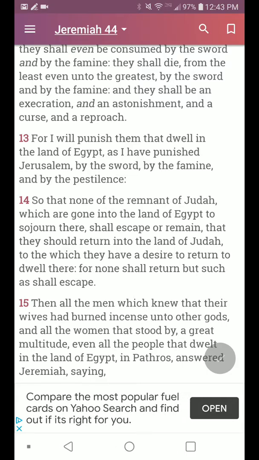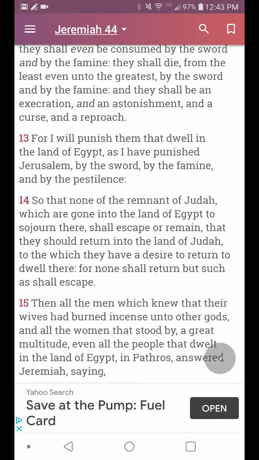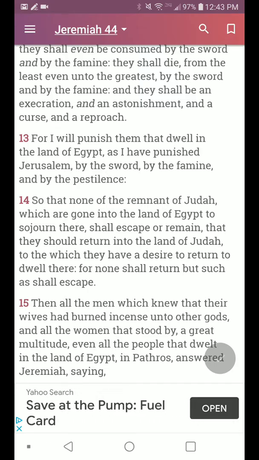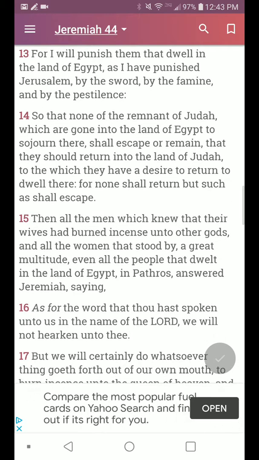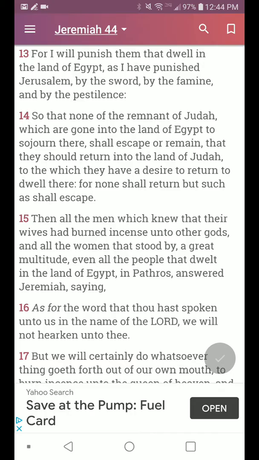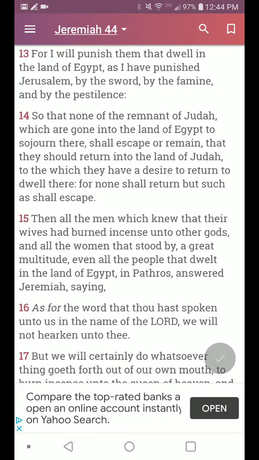So it says, so that none of the remnant of Judah, which are gone into the land of Egypt to sojourn there, shall escape or remain, that they should return into the land of Judah, to the which they have a desire to return to dwell there. For none shall return, but such as shall escape. But I don't need to go on with much of that. Just wanted to bring to light the snow moon, the famine, another sign that pretty much went over our heads. But here we go.